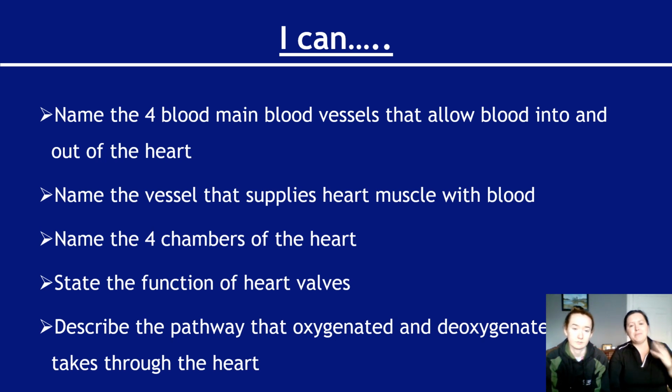You need to know the 4 main blood vessels that allow blood into and out of the heart. You have to name the vessel that supplies the heart muscle with blood, name the 4 chambers of the heart, state the function of heart valves, and describe the pathway that oxygenated and deoxygenated blood takes through the heart. Essentially, there's about 12, 13, 14 different things that we're going to cover inside of this, including 8 different names of stuff that you might never have heard before. So quite a lot of content in this one.